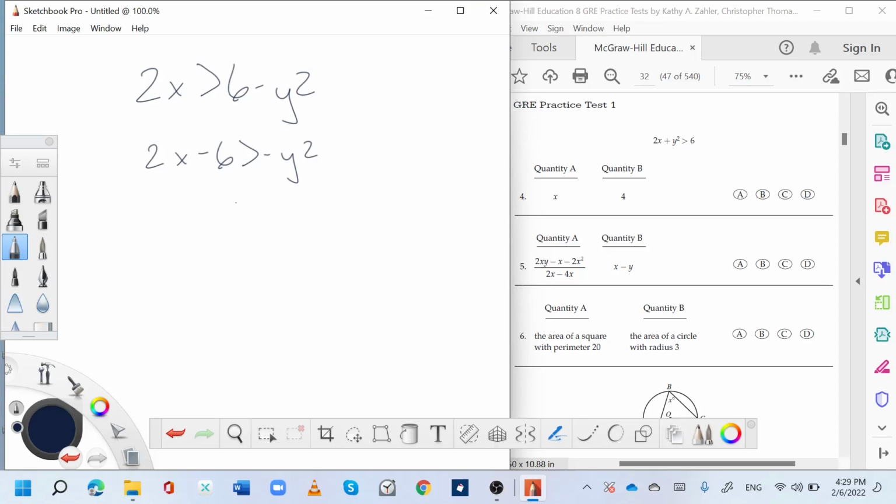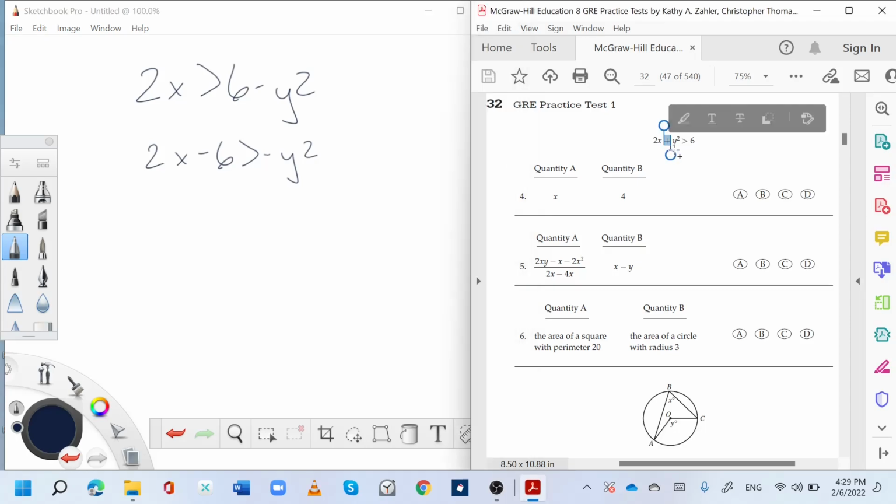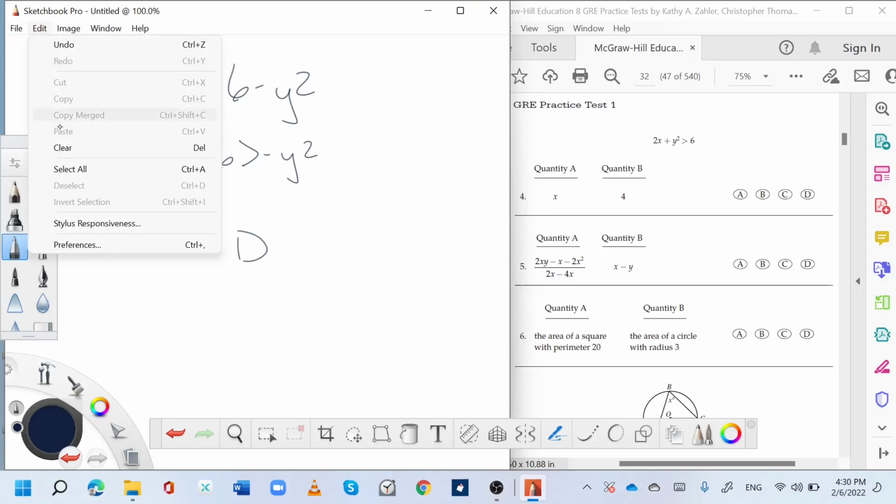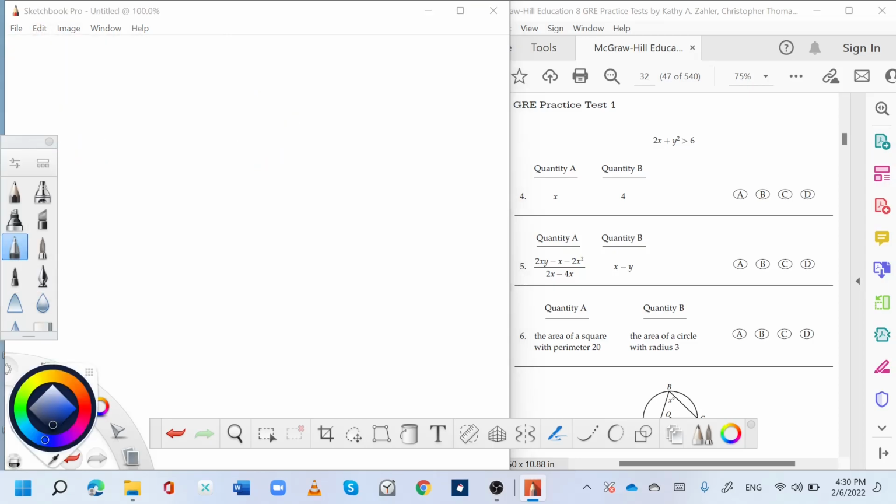Well, so we have a problem here. There's only one equation, and there are two variables. We've got y squared and 6. We can't solve for x except in terms of y. So that one's going to be a D. Right? We need another equation in order to solve for two variables. We can solve for x in terms of y, but we can't solve for the actual value of x without simultaneous equations. So a couple little tricks, but nothing that should really throw anybody for a loop.